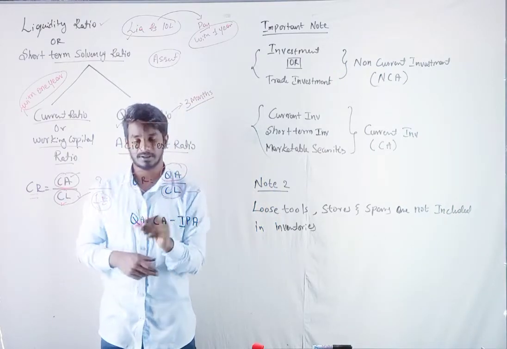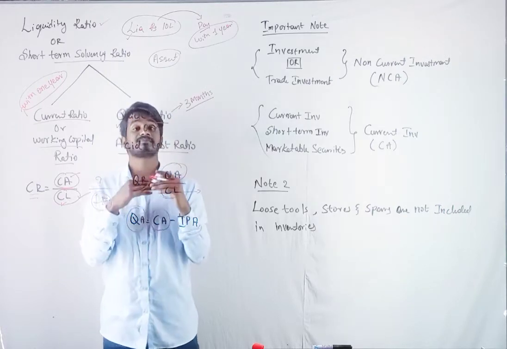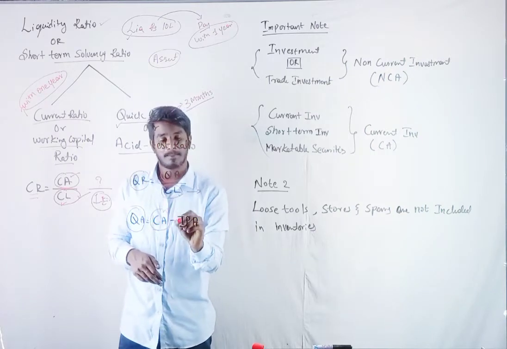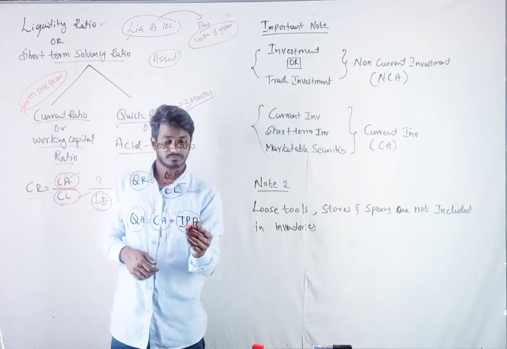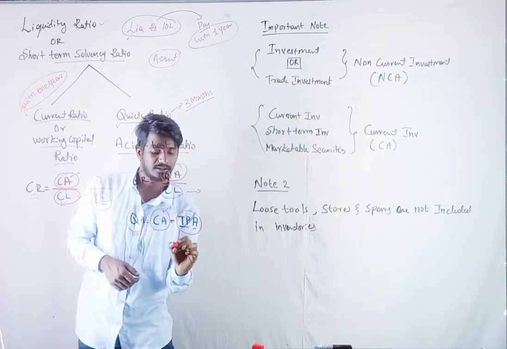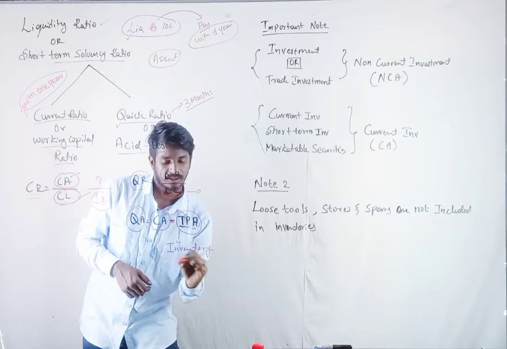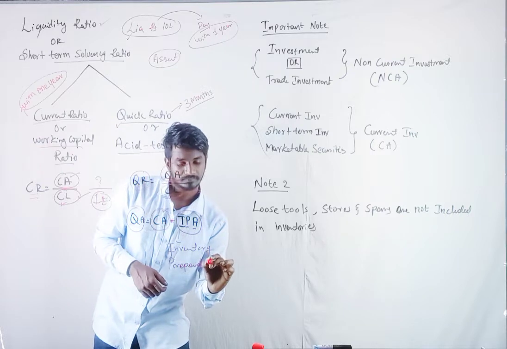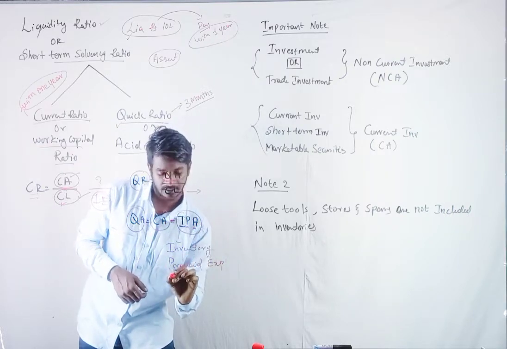What do you mean by quick asset? Quick asset is nothing but current asset, whatever assets will give me benefit within 1 year, minus inventory, prepaid expenses, and advance tax. Let me write: inventory, prepaid expenses, and advance tax.